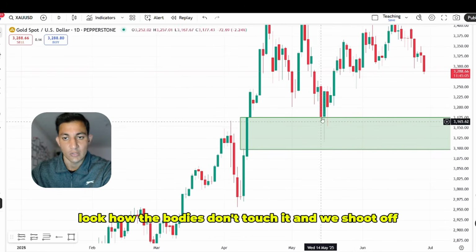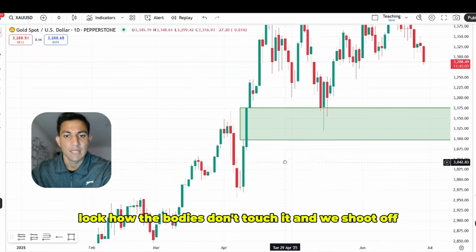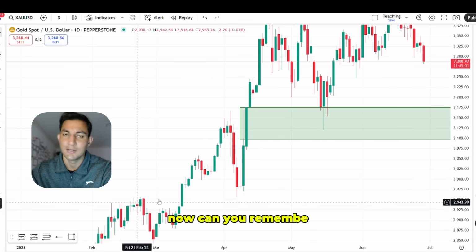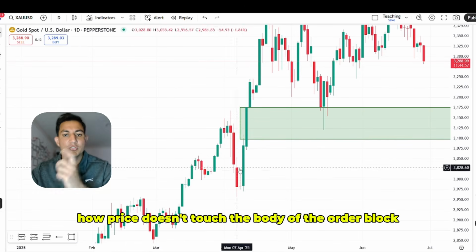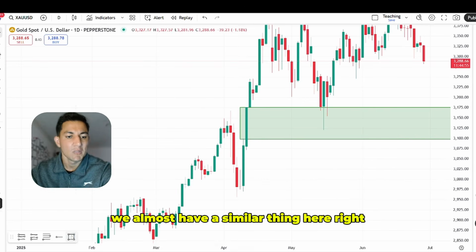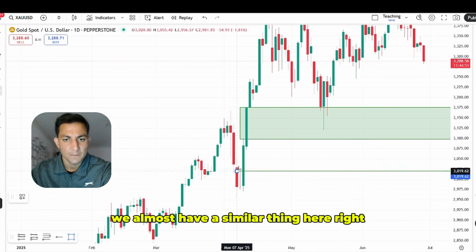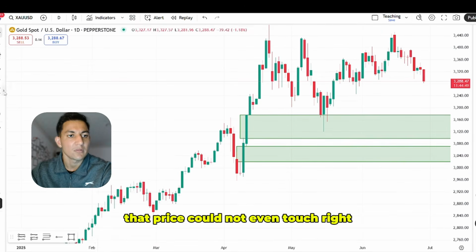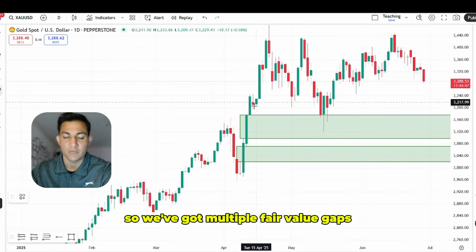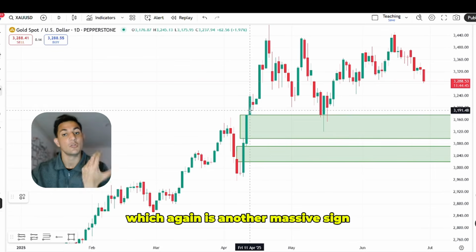Look at the wicks, look how the bodies don't touch it, and we shoot off. Now, you should remember, because it was about 2 minutes ago, how I was saying how price doesn't touch the body of the order block? We almost have a similar thing here, right? So you've got another fresh fair value gap here that price could not even touch, right? So we've got multiple fair value gaps, which again is another massive sign, right?